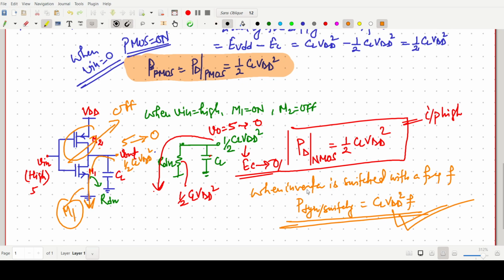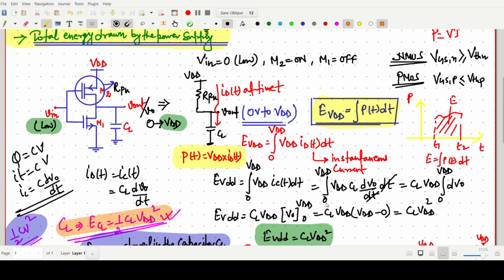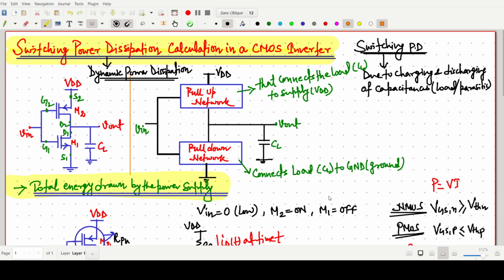So this is all about the simple description of the switching power dissipation in a CMOS inverter. This is all about the concept of switching power dissipation. So better to go through this video.